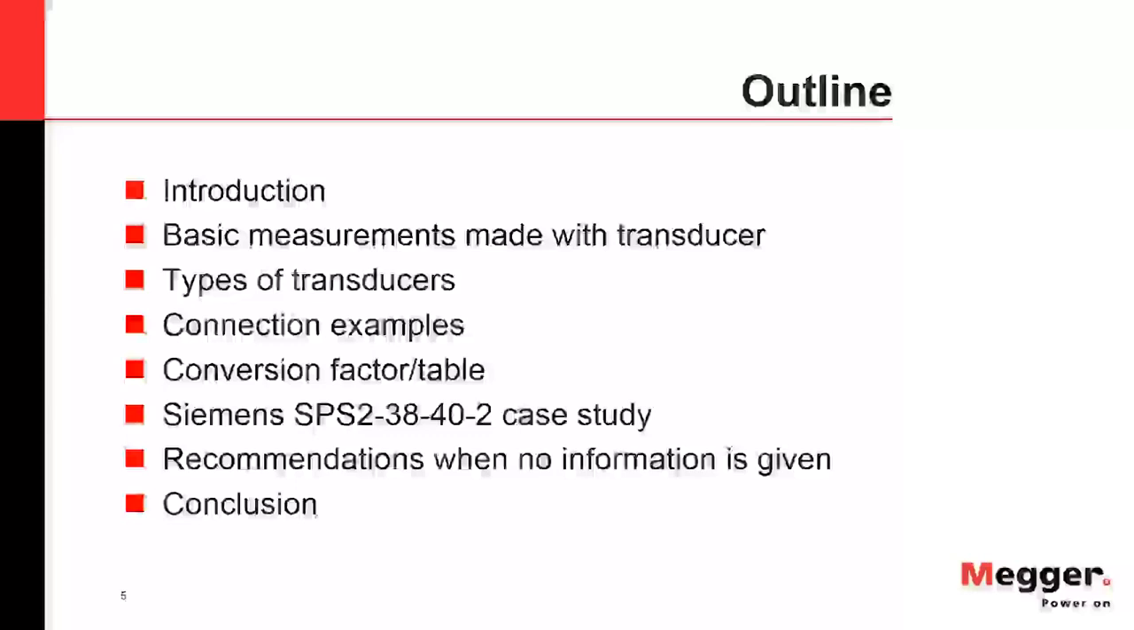I'll talk briefly about why the transducer is important, why you should be making travel measurements, and then we'll focus on the types of transducers. I'll go through a bunch of different connection examples. I'll talk about your conversion factor, conversion table, like your transfer function. Then I did a case study on a Siemens SDS2 breaker where I hooked multiple transducers to different parts to see if I could replicate what I'm getting if I use the right conversion table. Then I'll have some recommendations for what to do when no information is given, and some concluding remarks. And then, of course, your questions and answers after that.